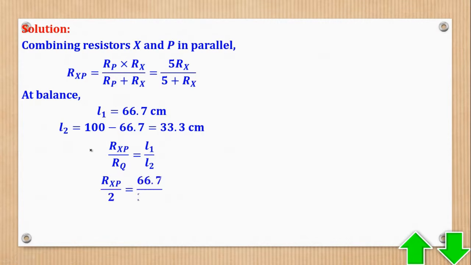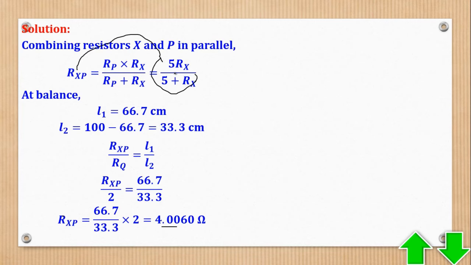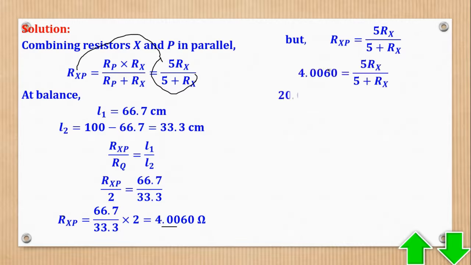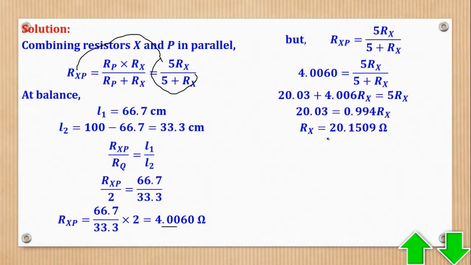So when I substitute, I'll come up with that and make this the subject to come up with the combined resistance of X and P. But I already know that X combined resistance is equal to this, therefore I'll come and substitute. Then cross multiply and collect like terms, then make Rx the subject. So I've got the resistance of that wire X, but remember they want resistivity.